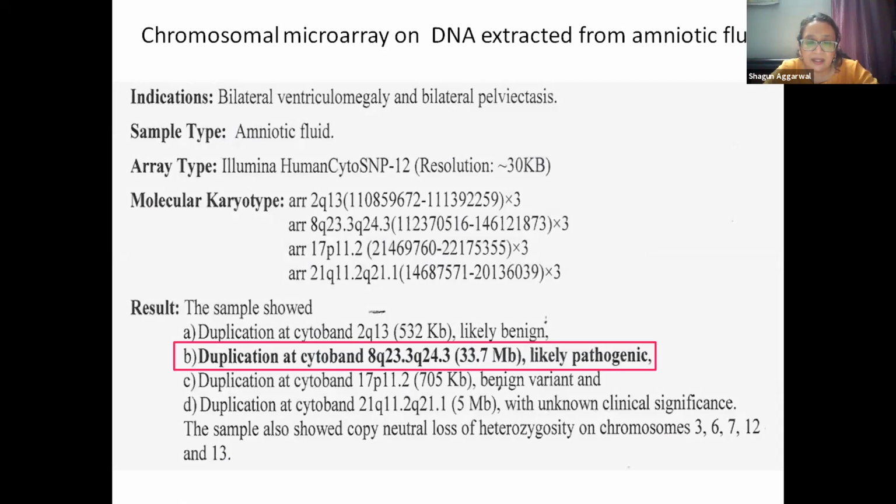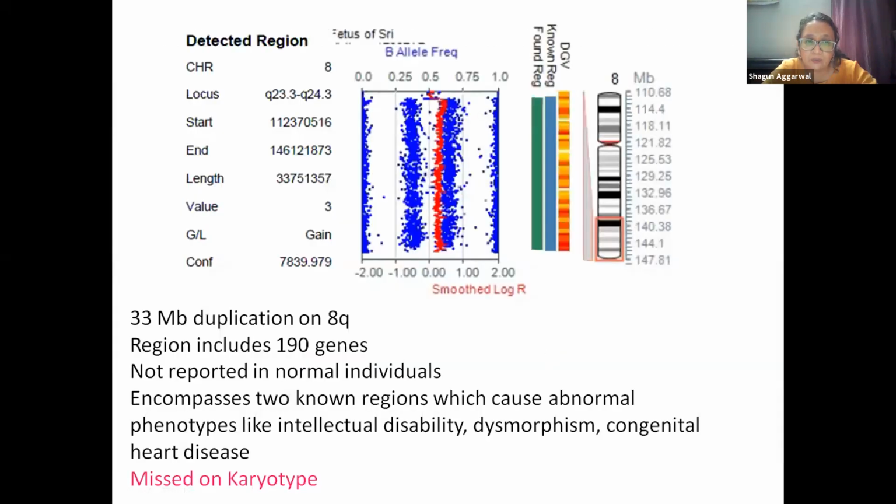So when a microarray was done in this particular case, there were 4 duplications reported. Again, often in microarray reports, you may find more than one copy number defect reported, but 2 of them were benign, one was of uncertain significance, but there was this one huge duplication which was likely pathogenic, and this was on the 8th chromosome. And this duplicated region contains around 190 genes. It's not reported in normal people.